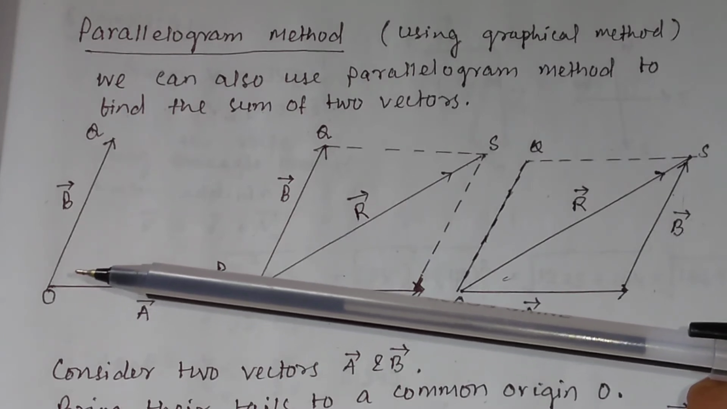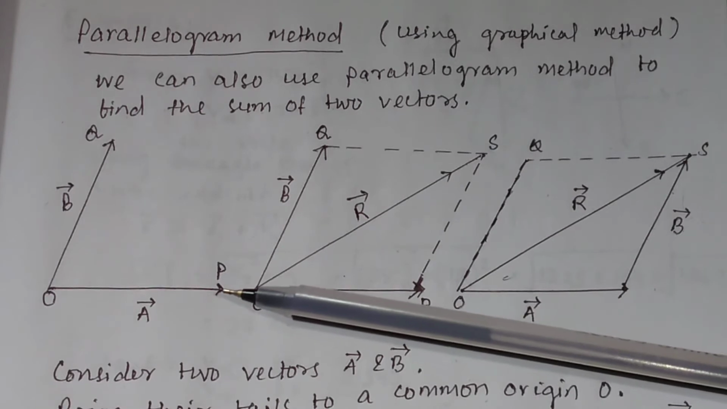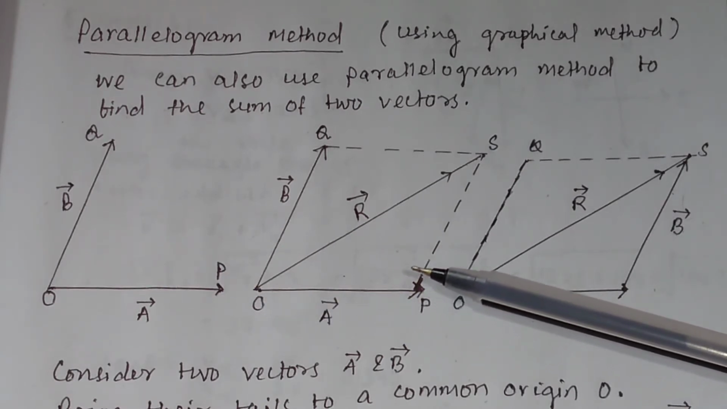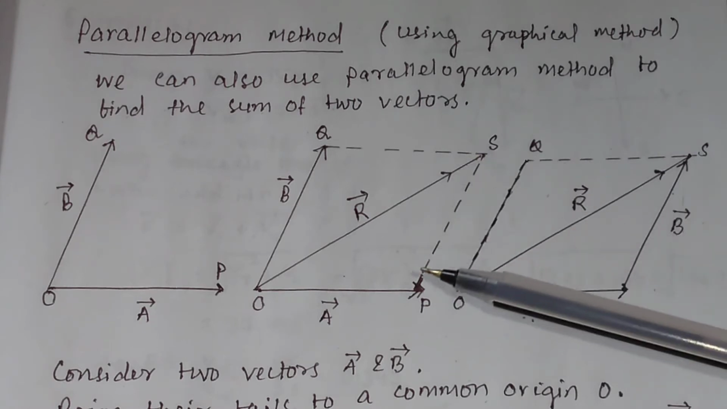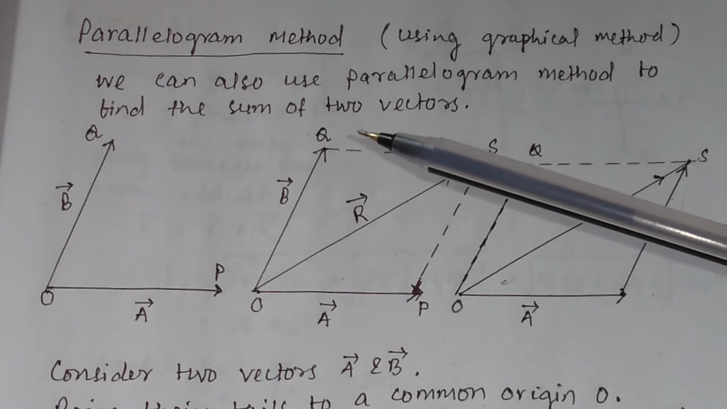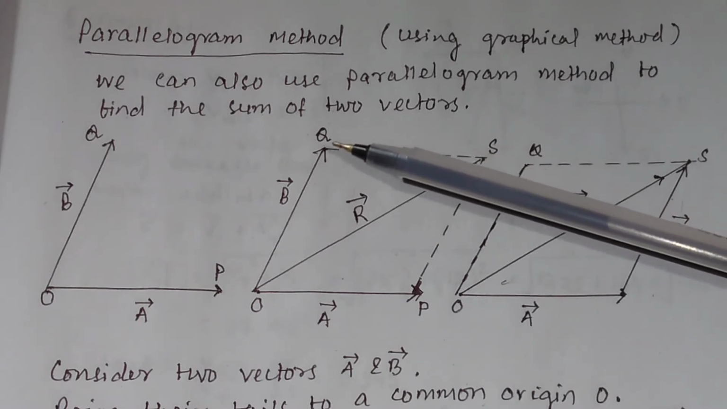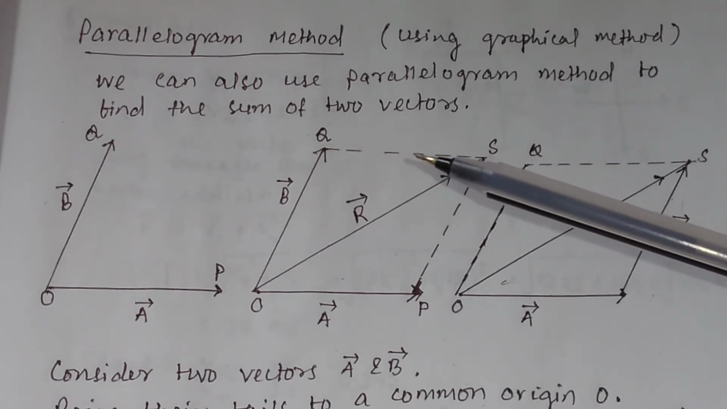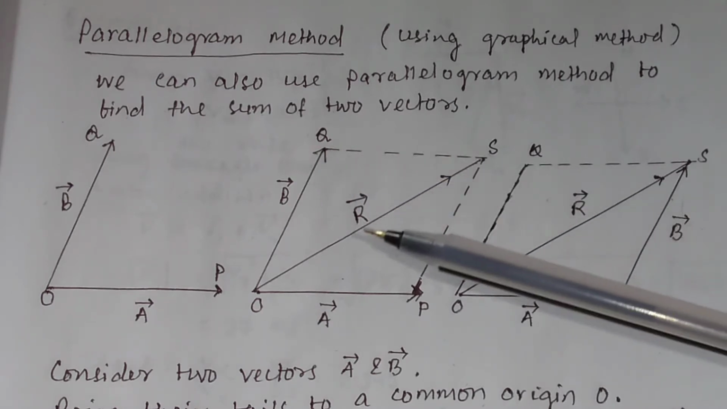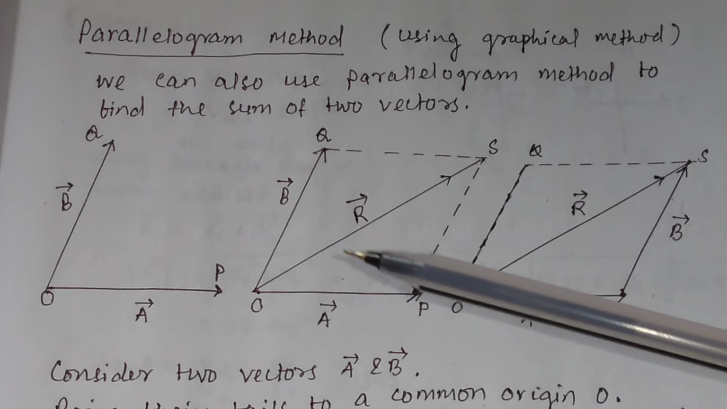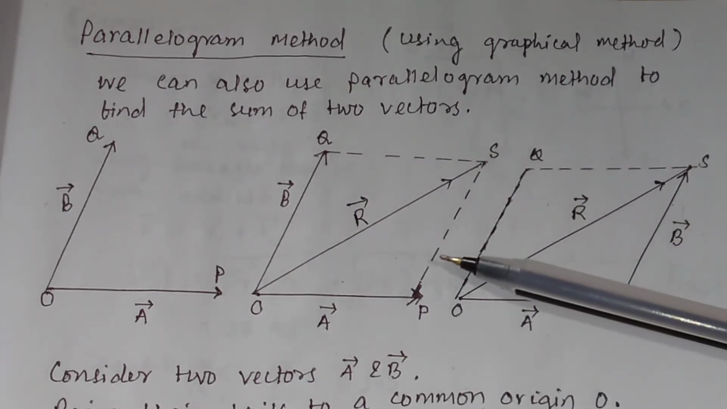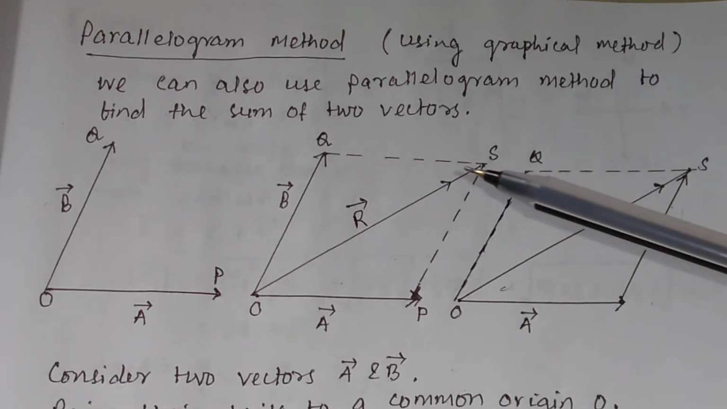Draw a line from the head of A. This is the head of A. So draw a line from the head of A parallel to B. This line is parallel to the vector B. And draw another line from the head of B. This is the head of B. So draw another line from the head of B parallel to the vector A. Then here you see in this figure OQSP will be a parallelogram.